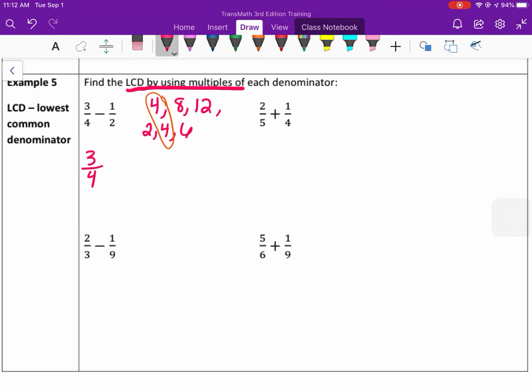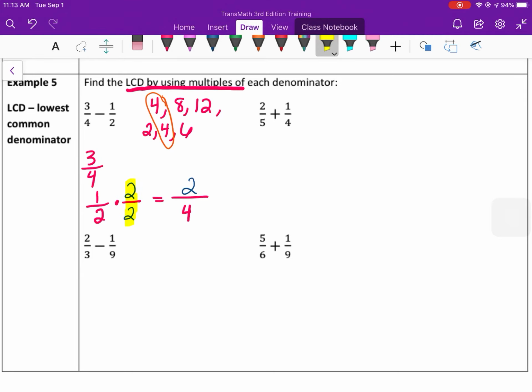So 3/4 already has a denominator 4. So that one stays 3/4. But 1/2, I have to multiply by 1, and I want to change it to 4s. So whatever I do to the bottom, I also have to do to the top. So what am I going to multiply by 2 to make it 4? Well, 2 times 2 is 4, and 1 times 2 is 2.